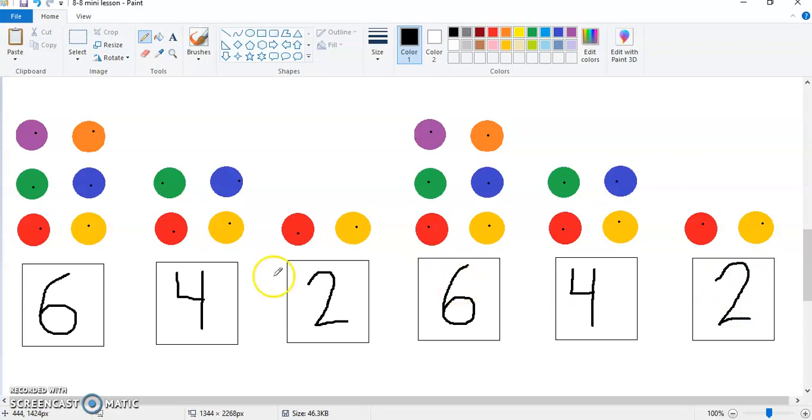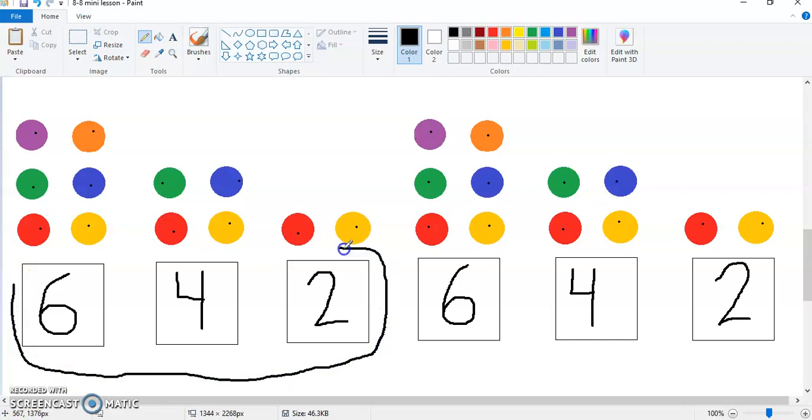All right. So let's look for this pattern. 6, 4, 2. 6, 4, 2. All right, so Miss Morgan's going to circle the pattern rule. So the pattern rule is 6, 4, 2. This is an ABC pattern. Here's our pattern rule. So when we get to the end of the pattern rule, we just start over. So when it goes 6, 4, 2, we start over 6, 4, 2.